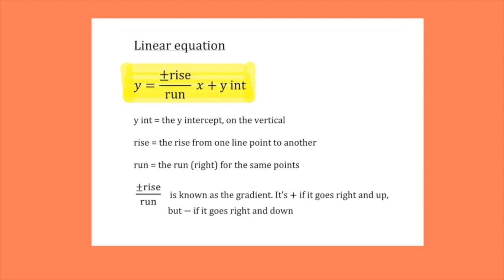Okay, so here's a summary of what I've used to work out the equations of those linear graphs. It gives you a bit of information just about what the y-int means, that stands for y-intercept, a little bit about rise and run, and in particular the last point about when to choose a positive or a negative rise over run, called the gradient. I suggest taking a screenshot of this to help you remember it, and if you want to study it again later.